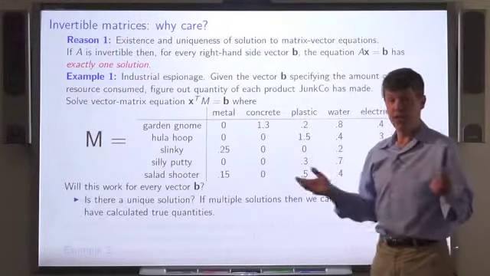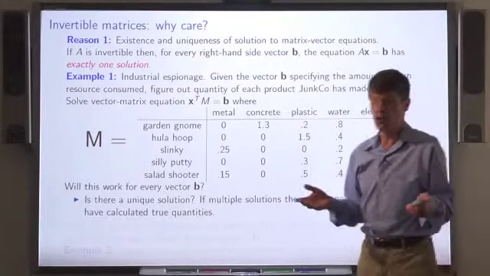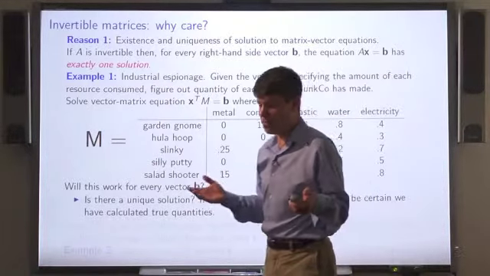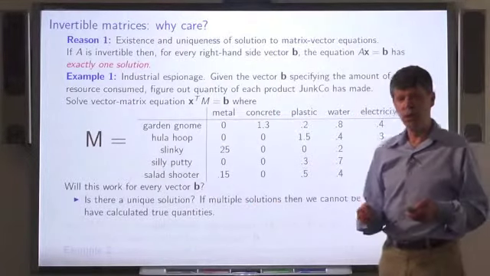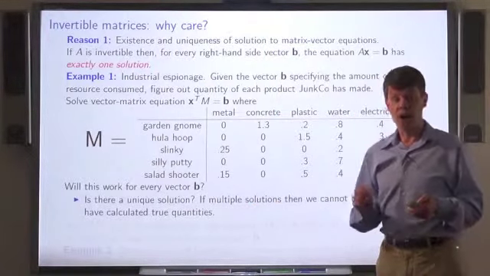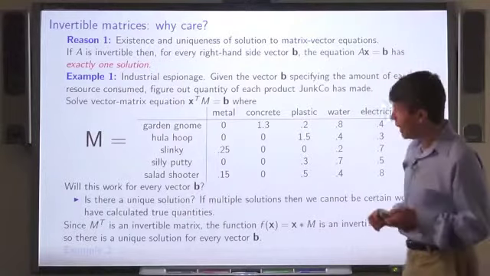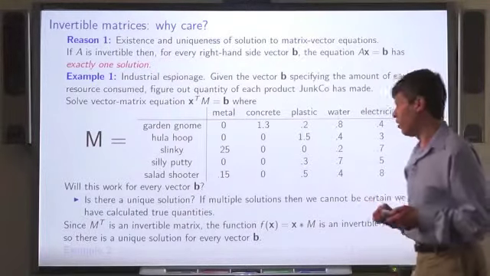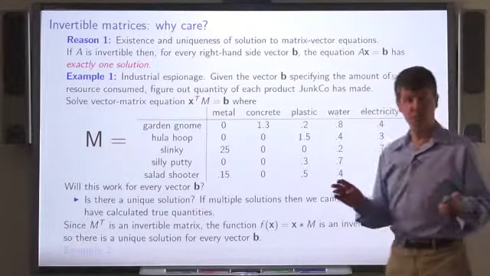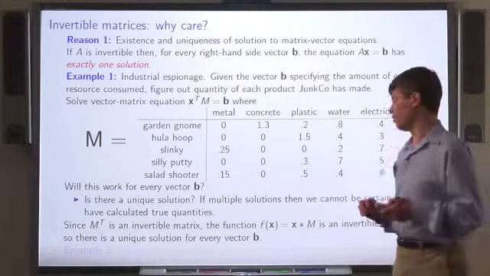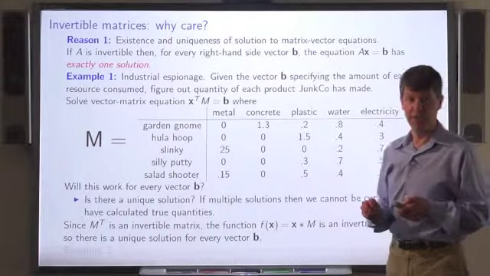Well, is there a unique solution? If there are multiple solutions, our industrial espionage will fail. We can't be certain that we found the true number of products produced. But it turns out that M transpose here is an invertible matrix, so the function is an invertible function, and there's a unique solution. For every vector b, that's the case.